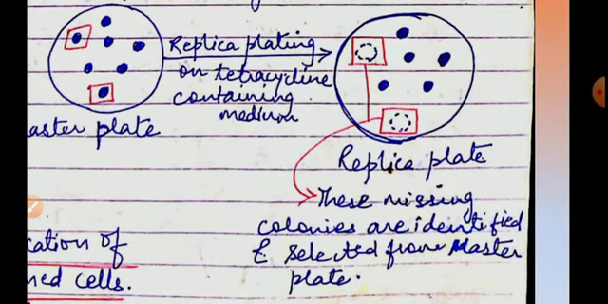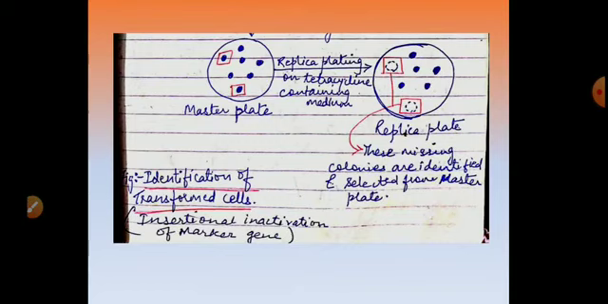The colonies absent in tetracycline containing medium but present in ampicillin containing medium are those which are formed by desired clones having recombinant vector.